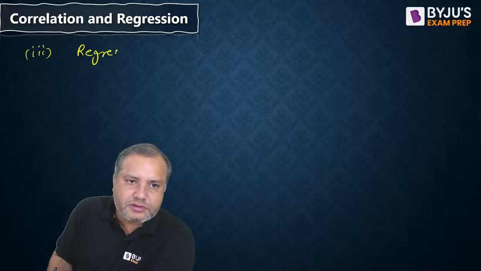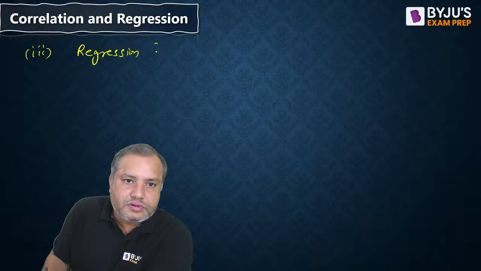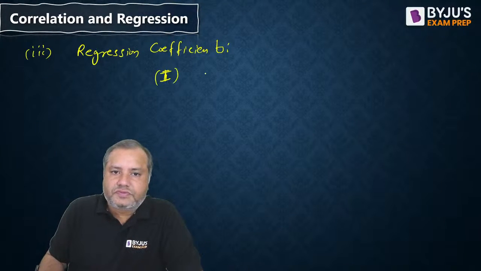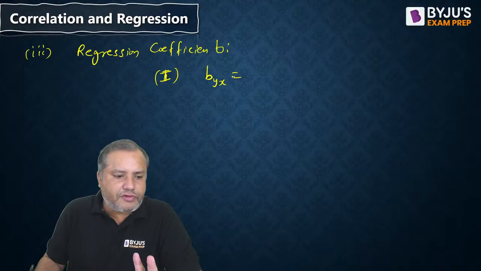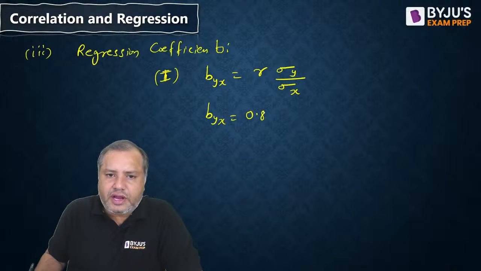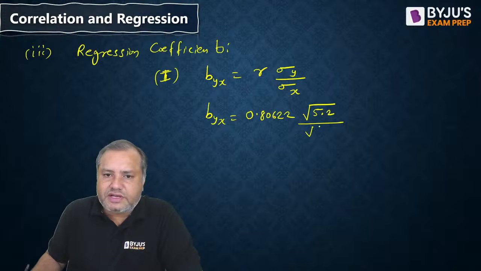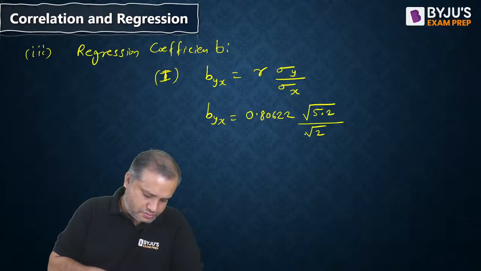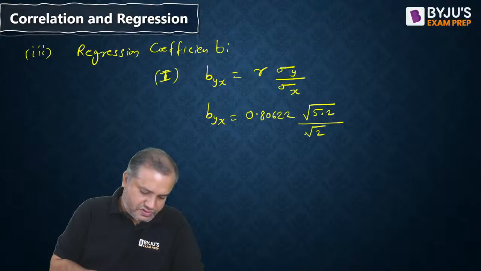We go for regression coefficients. First one, BYX, the regression coefficient of Y on X line, is R into sigma Y upon sigma X. R is 0.80622, sigma Y is under root 5.2, sigma X is under root 2. It is 1.3.